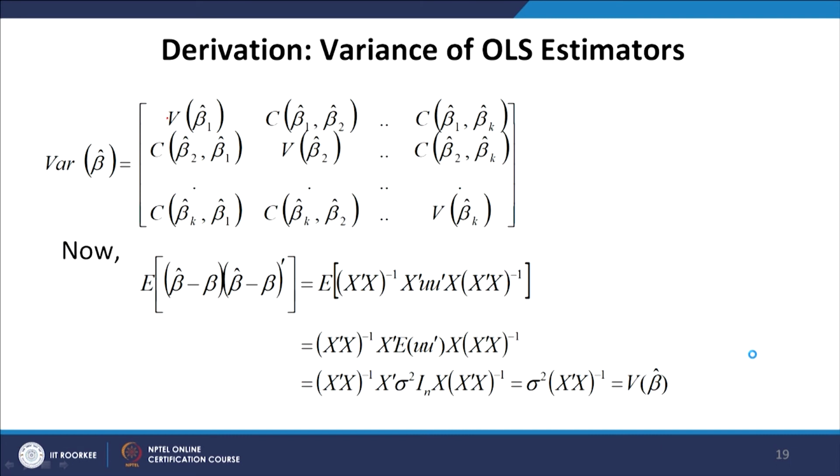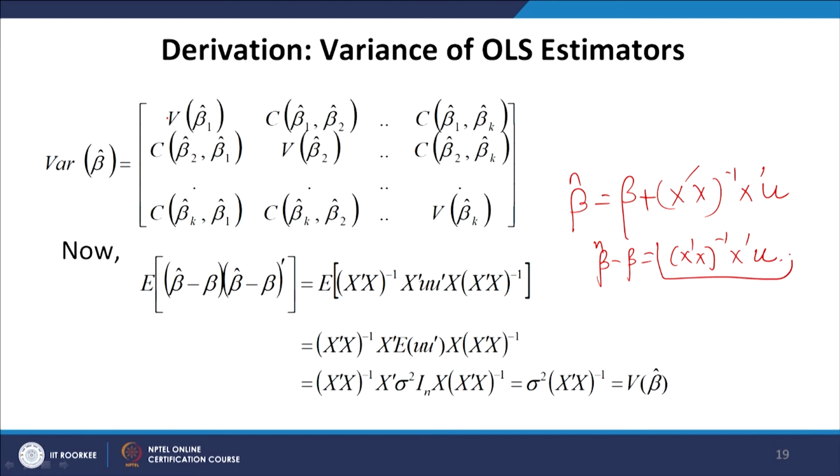Now we get into an alternative procedure where we have just shown that beta hat is equal to beta plus x prime x inverse x prime u, which implies that beta hat minus beta is x prime x inverse x prime u. So now I just focus on this term, and beta hat minus beta is replaced with x prime x inverse x prime u. Again, beta hat minus beta prime is replaced with u prime x into x prime x inverse, right.